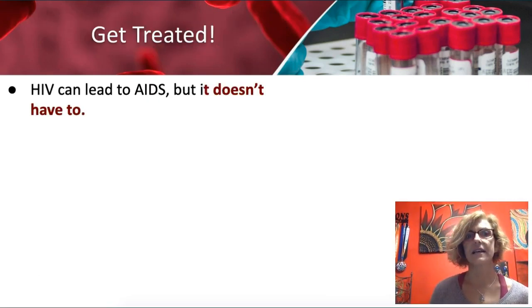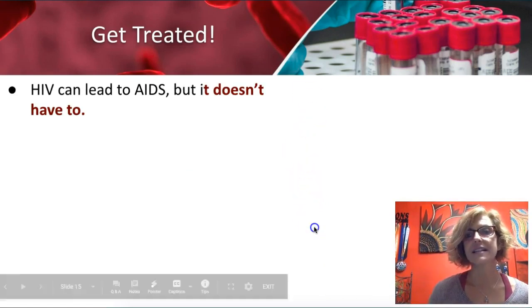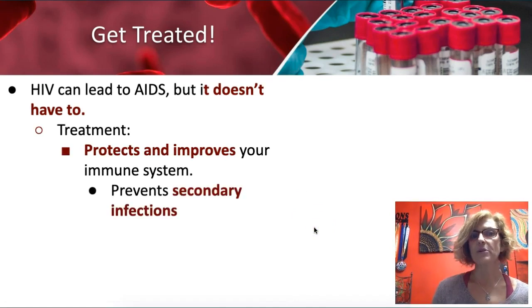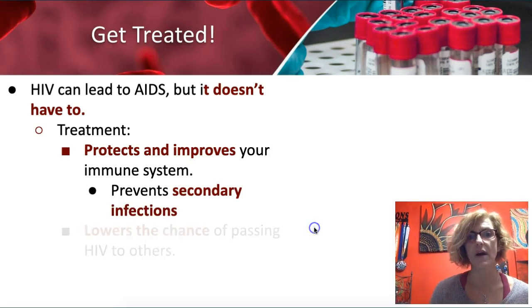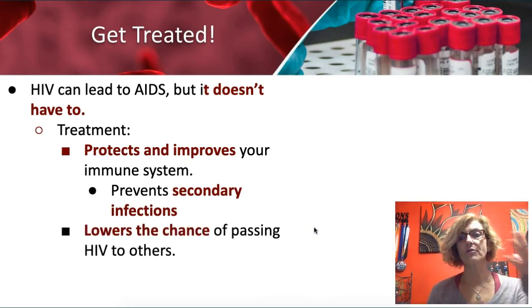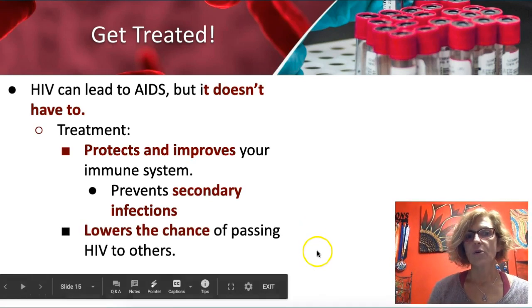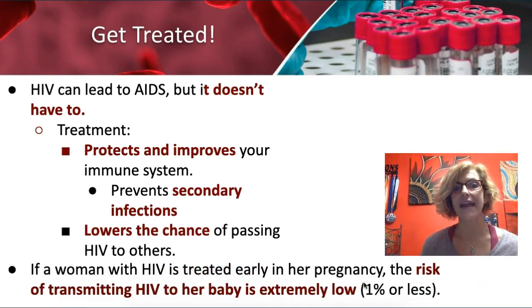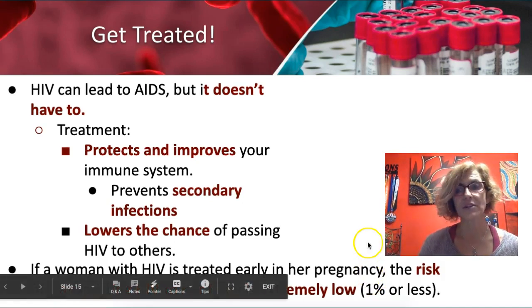So get tested, get treated. HIV can lead to AIDS, but it doesn't have to. The treatment protects and improves the immune system, keeps your T cells high, keeps your viral level low. It prevents secondary infections, those opportunistic infections. It lowers the chance of passing HIV on to others, and it leads to a longer and healthier life. And if a woman who is pregnant has HIV and starts these medications, the chance of passing HIV on to her baby is 1% or less.